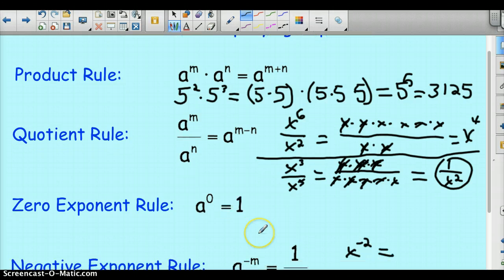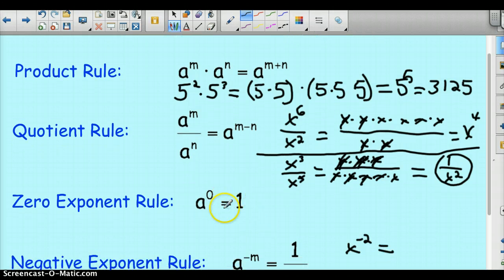Moving on to the zero exponent rule. This one's tough. Everybody thinks anything to the 0 power would be 0. No, it's 1. Yeah, I'm serious with you. 8 to the 0 power is absolutely 1. If you disagree with me, plug it into your calculator and check. Anything to the 0 power is always 1.